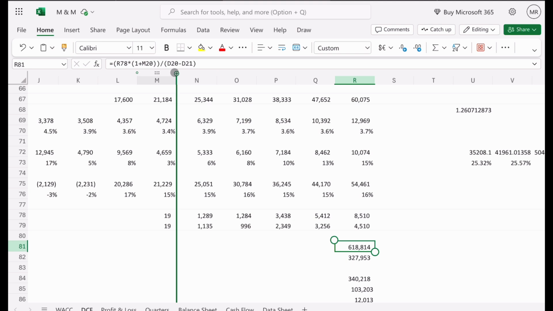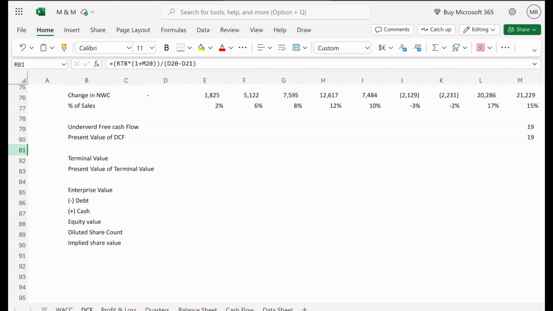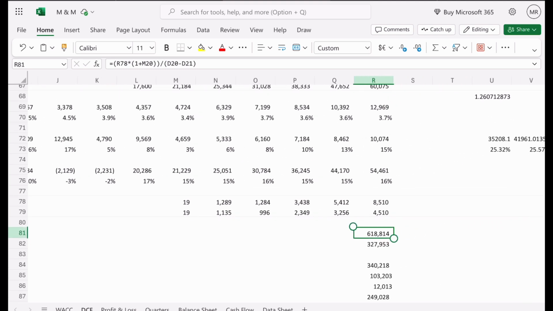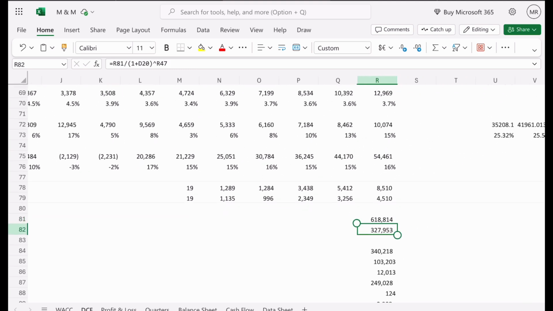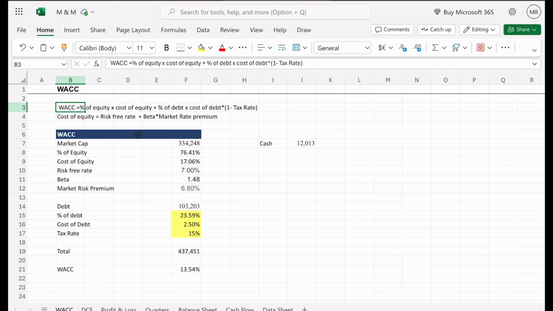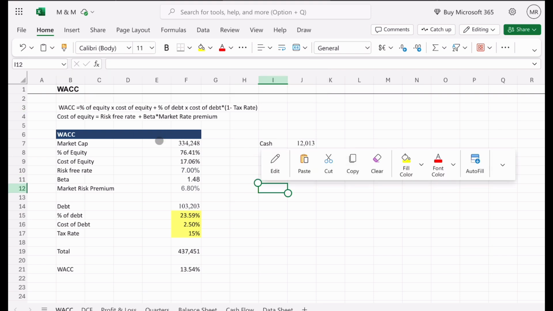You can see the formula here. Actually, I made this Excel on my laptop, but my laptop does not support video recording, so I have to record on my iPad. Then we discount the present value of this terminal value by WACC. How we calculated the WACC, I have stated the formula. You can go through it.